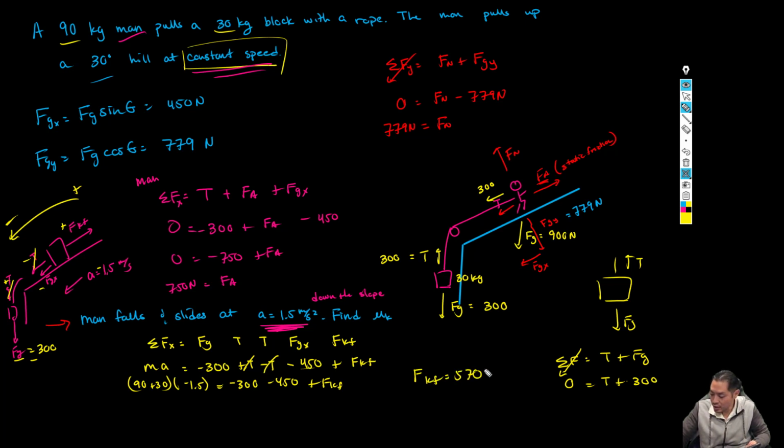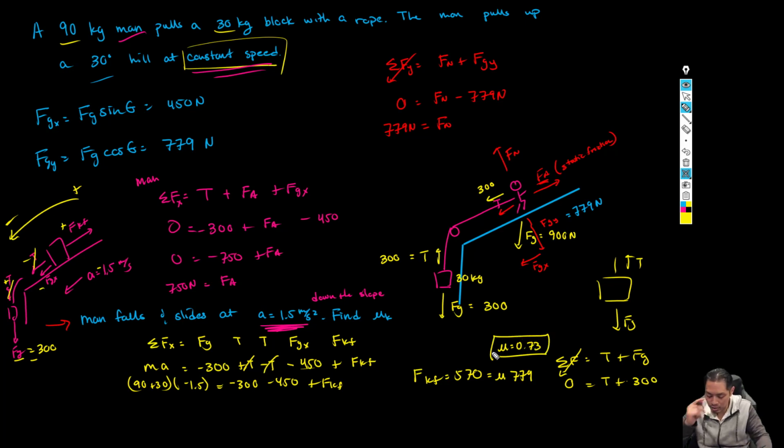Remember that's equal to mu Fn, and Fn is, let's see, did we ever find Fn? Oh yeah, 779. So if I solve for that, mu is equal to 570 divided by 779. Mu is equal to 0.73. That seems kind of high. I don't remember it that high. Let me check my answers.